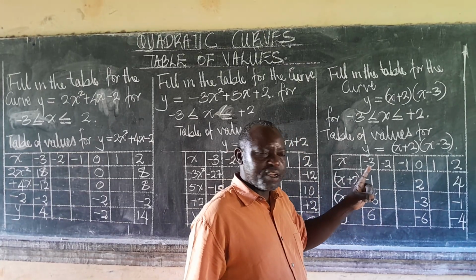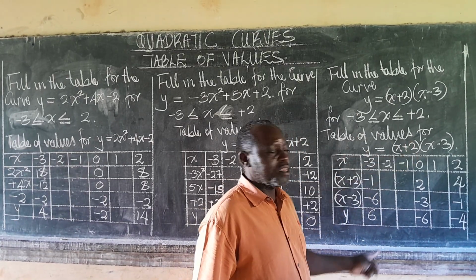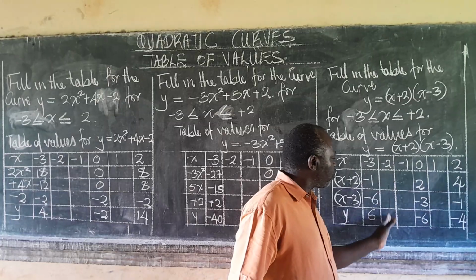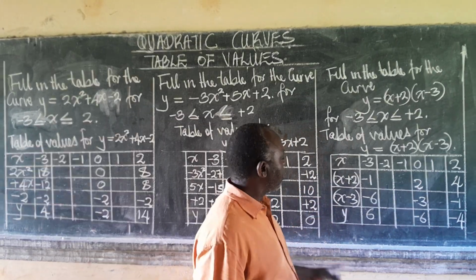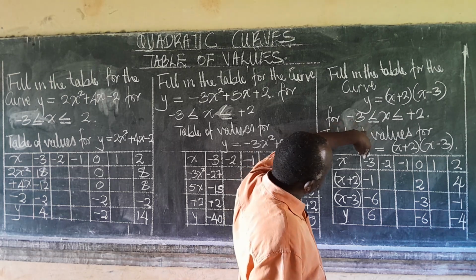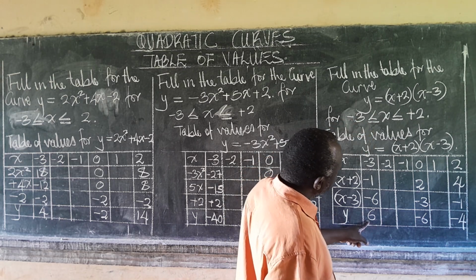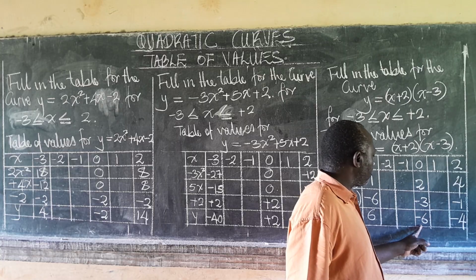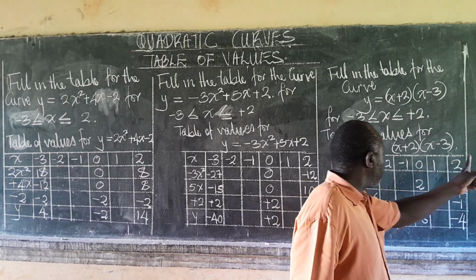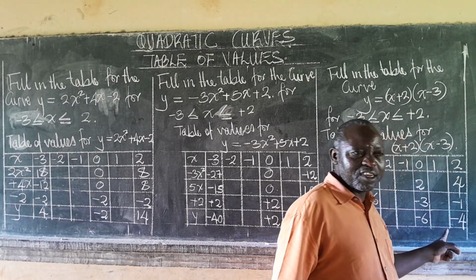But never forget to communicate when you are doing the tables. So you follow the same procedure. And what does that mean? It means that when x is negative 3, y is positive 6. When x is 0, y is negative 6. When x is 2, y is negative 4.